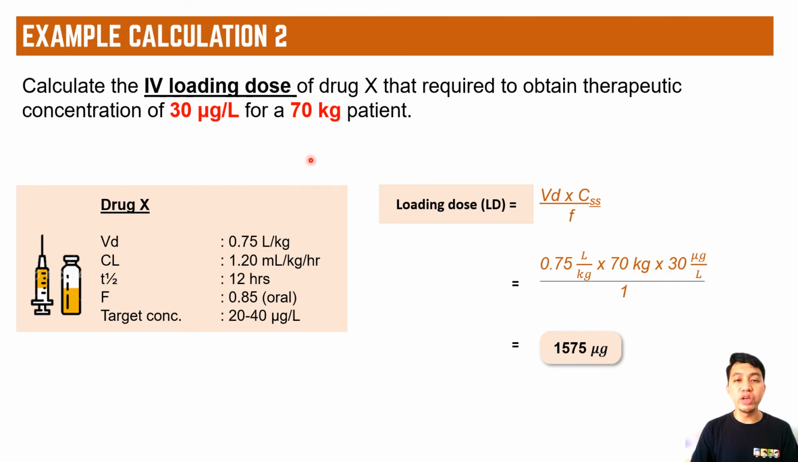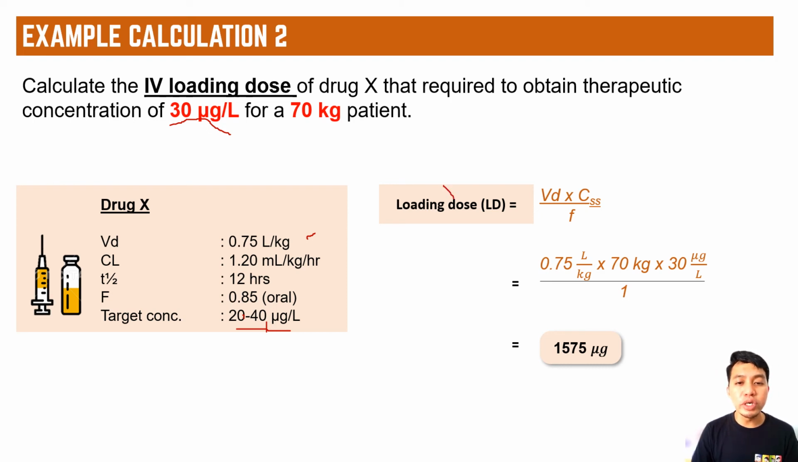Example, calculate the IV loading dose of drug X required to obtain a therapeutic concentration of 30 microgram per liter. So this is the steady state concentration for a 70 kilogram patient. So drug X has a VD of 0.75 liter per kilogram. The clearance rate is 1.20 milliliter per kilogram per hour. The half-life is 12 hours. The bioavailability is 0.85 oral, and the target concentration is 20 to 40 microgram per liter. So the clinician targets 30 microgram per liter instead of using the lowest or the highest concentration of CSS.